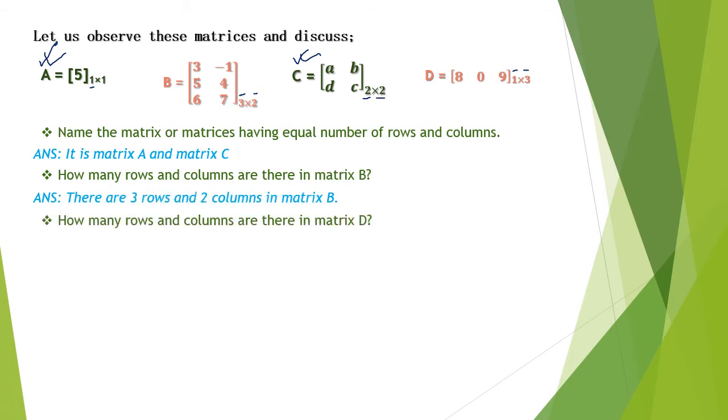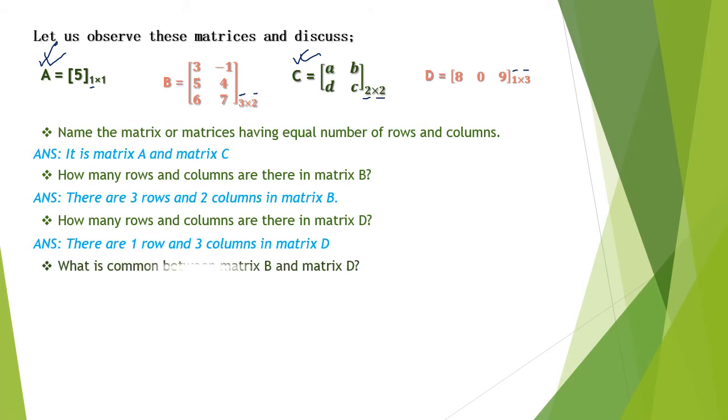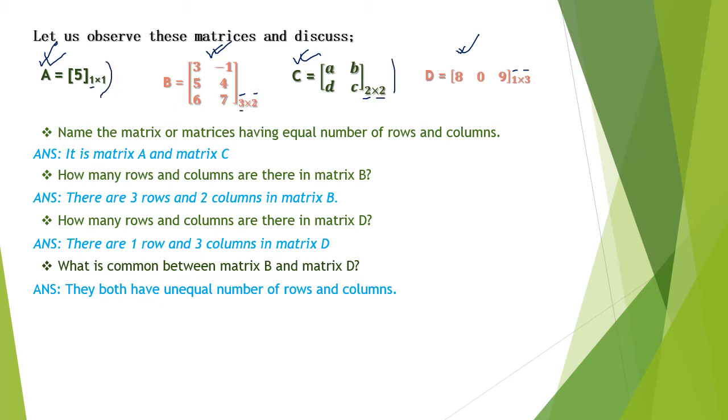And how many rows and columns are there in matrix D? In matrix D there is one row and three columns, and you can answer these questions very easily. And what is common between matrix B and D? Think about that answer. They both have an unequal number of rows and columns, isn't it? In matrix A and C, the number of rows and columns are equal, but in matrix B and D, they are unequal.